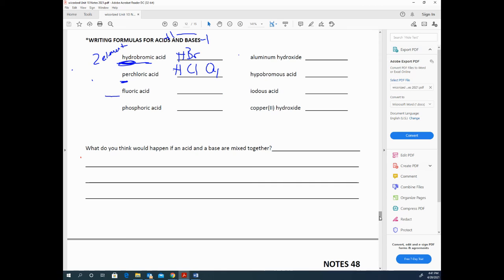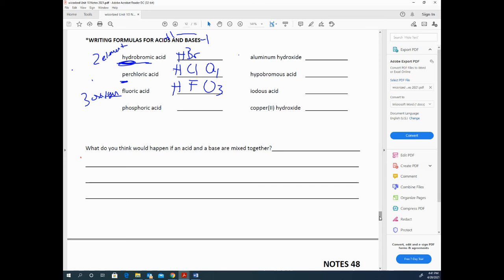All right, this one doesn't have a prefix, so it's got to be either 2 or 3 oxygens, but it ends in ic, so that's the 3 oxygen rule. So I automatically know that it's going to end with 3 oxygens. And fluor is fluorine, and all acids start with an H. So there we go. HFO3.